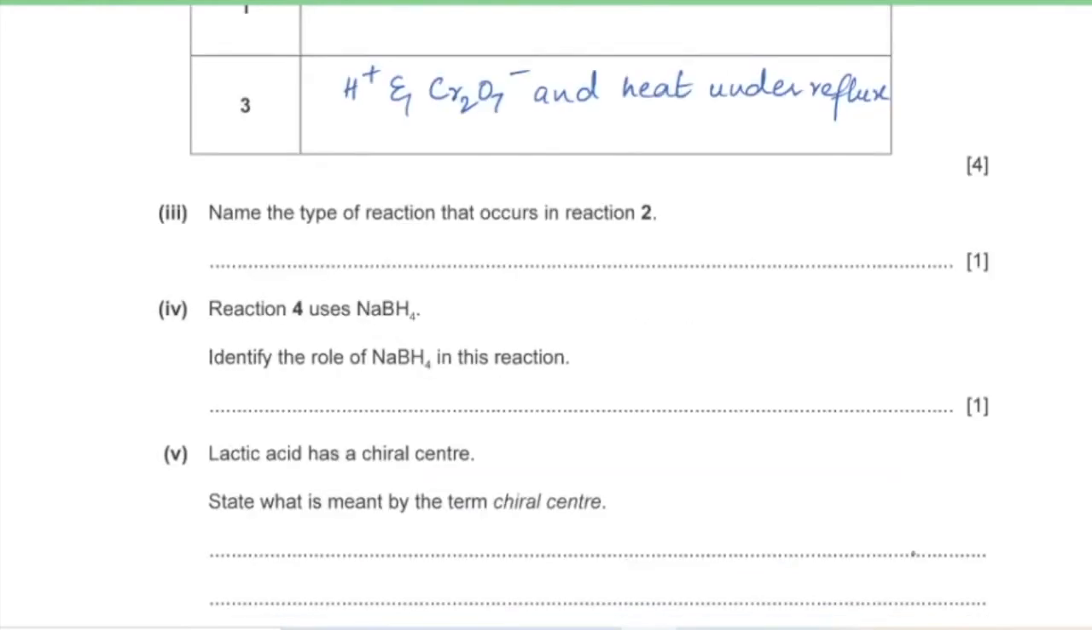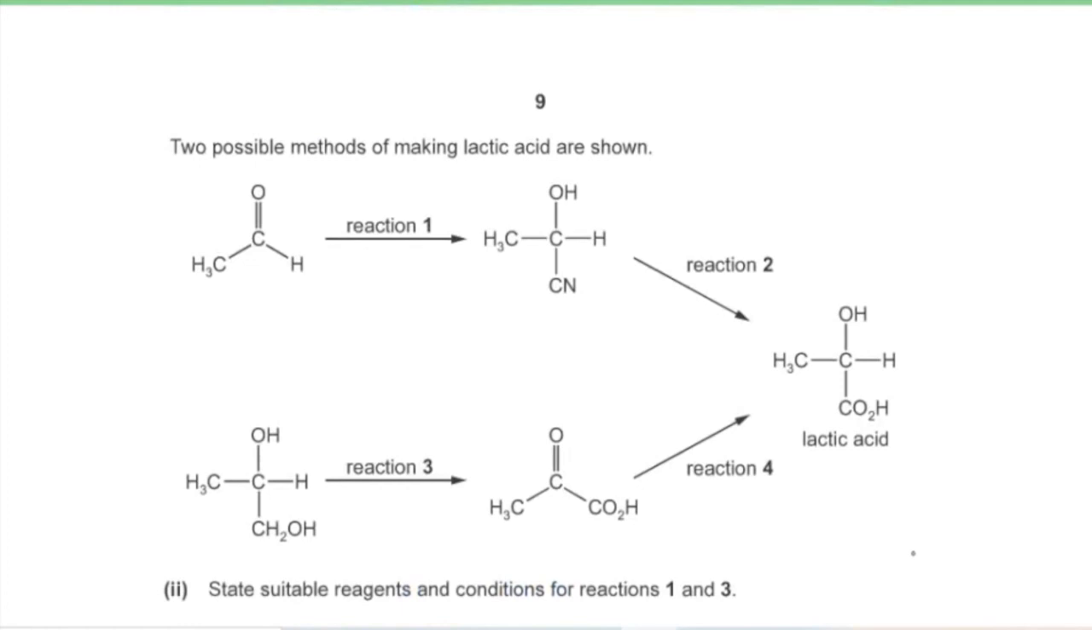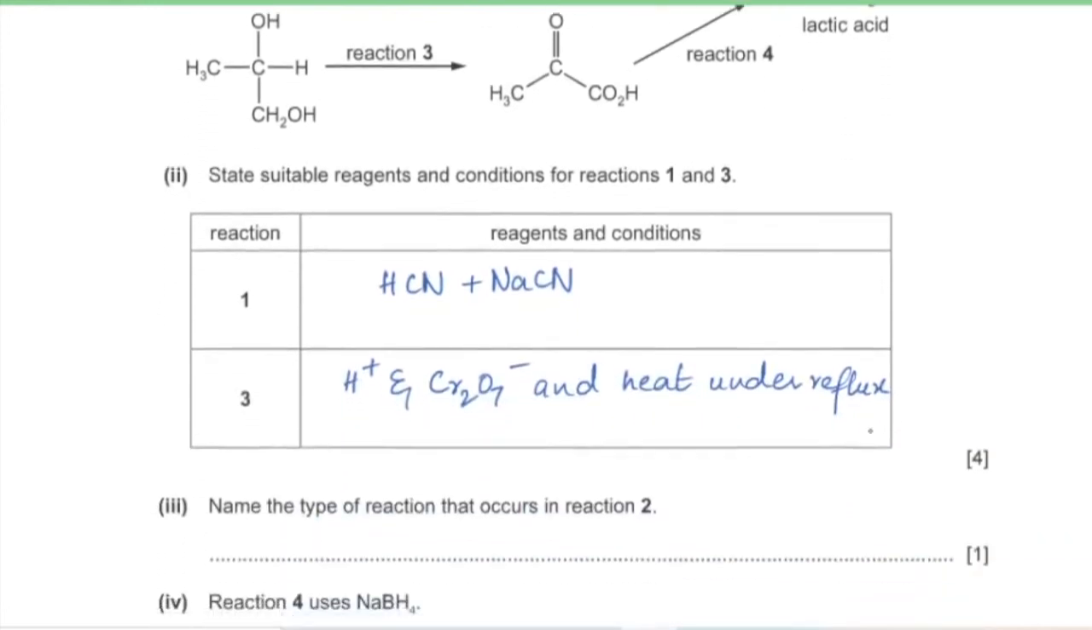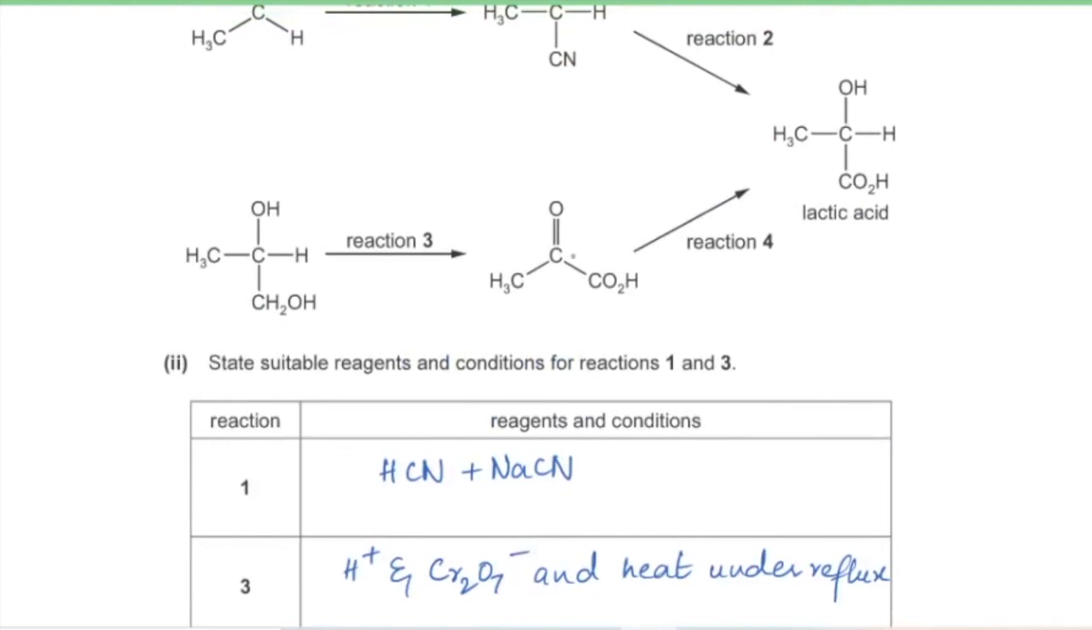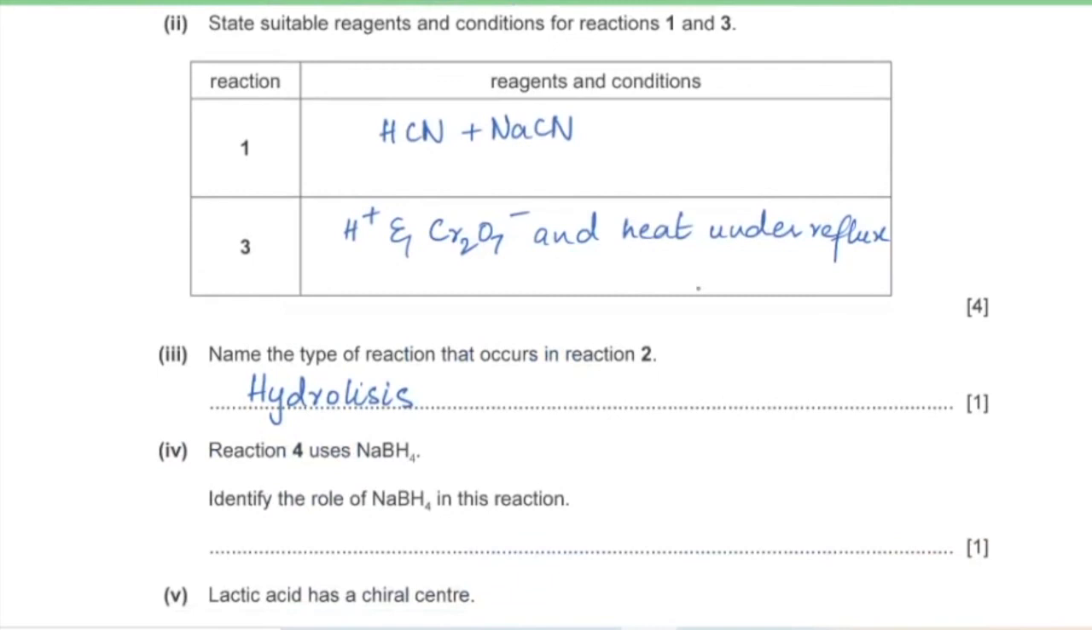Part 3, name the type of reaction that occurs in reaction 2. So reaction 2 was change from nitrile group to carboxylic acid. So this was hydrolysis because we were using water plus HCl. Part 4, reaction 4 uses NaBH4. Identify the role of NaBH4 in this reaction. Reaction 4 was reduction of ketone group to secondary alcohol. So NaBH4 was being used as reducing agent to reduce ketone to secondary alcohol.